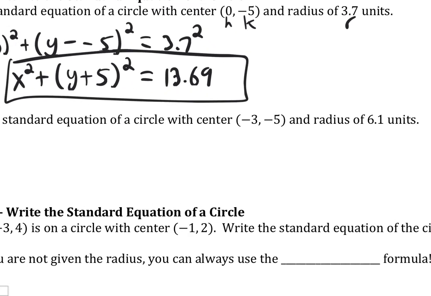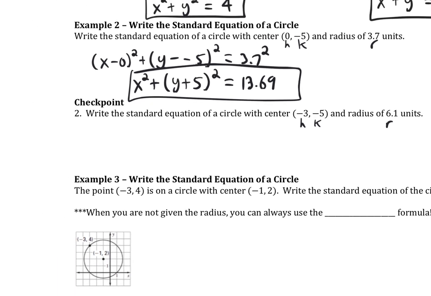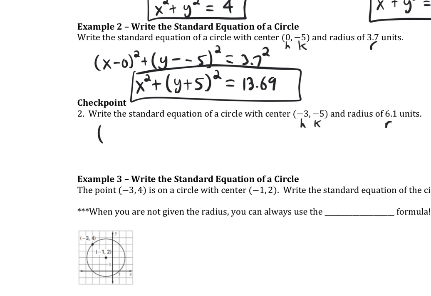All right, same thing here, center. We have h and k. This is r here. So we're going to write our equation. So it's x minus h. It's minus negative 3. So we're going to put plus 3 squared. Okay, kind of getting into that pattern there. Plus y minus negative 5 would become y plus 5 squared equals r squared. So 6.1 squared.